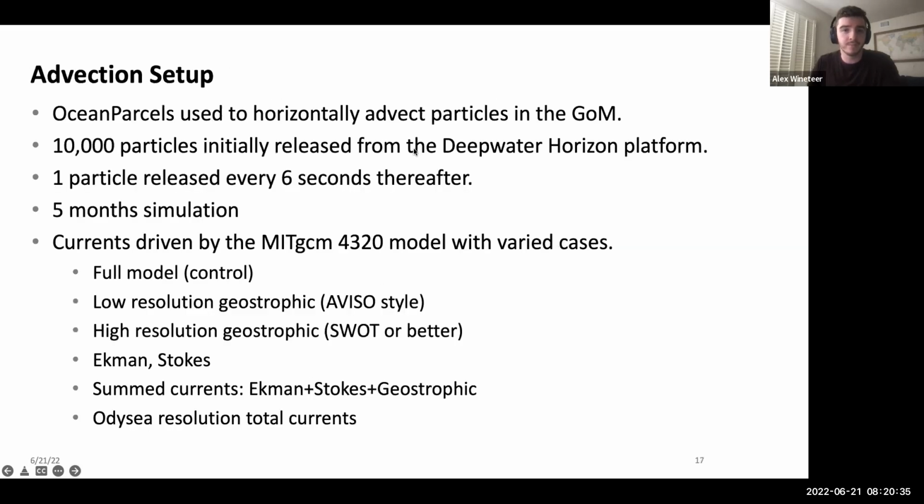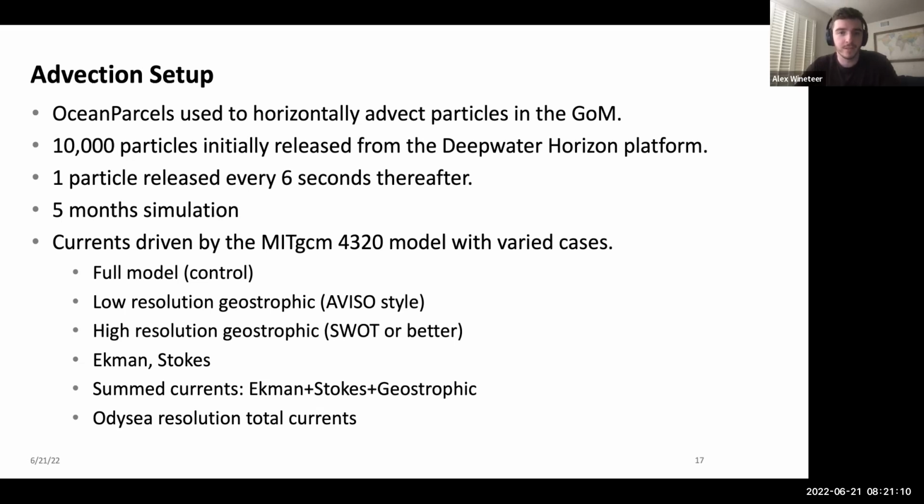I've tried to do something similar, albeit on a smaller scale, in the Gulf of Mexico, where I've used this package called Ocean Parcels to horizontally advect particles at the surface of the ocean. We've released about 10,000 particles at the Deepwater Horizon platform, where there was the oil spill years ago, one particle released every 6 seconds thereafter, and the simulation ran for about 5 months total.